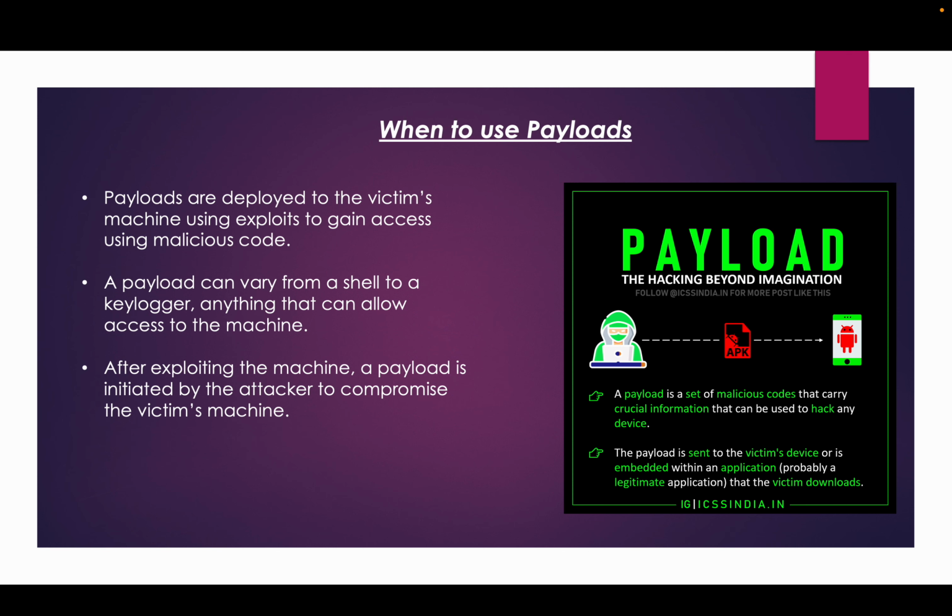After exploiting the machine, a payload is initiated by the attacker to compromise the victim's machine. So once you have a payload in there, you can set it up in a way that every time the machine restarts, that payload will restart with it, and once that payload restarts, you will have a connection to that payload. And once you have connection to that payload, you basically have access to that machine. And if you have access to the machine, you basically own that machine, and you can do whatever you want with it. That's not recommended, but I'm just letting you know what a payload is capable of doing.